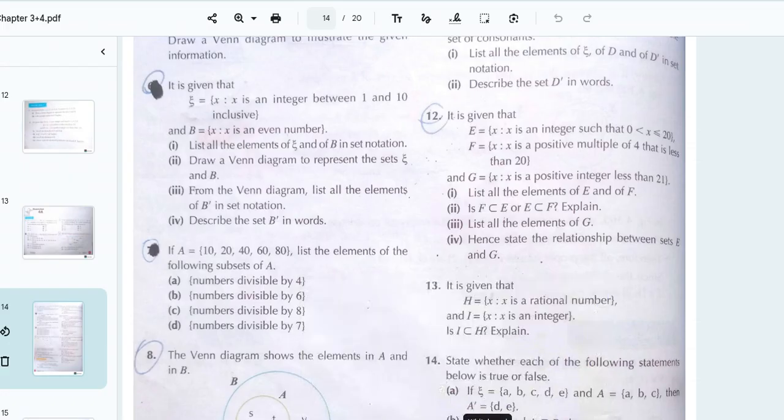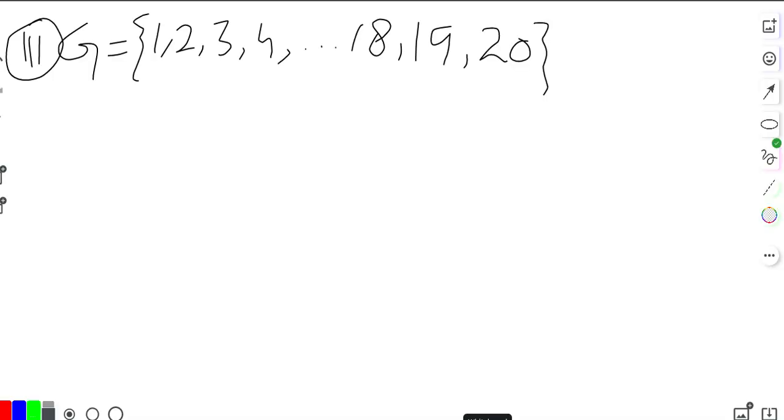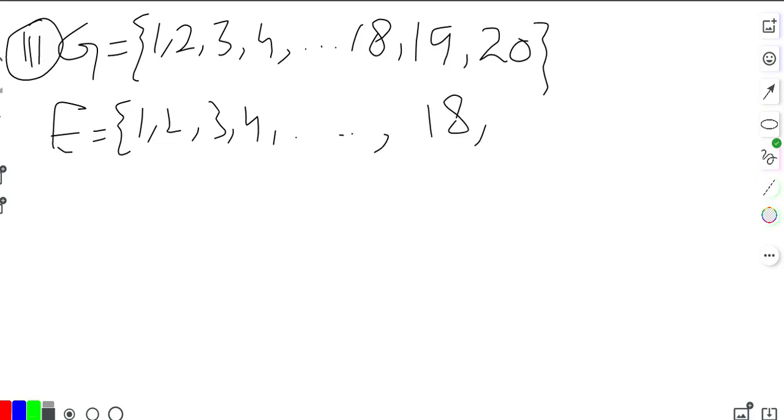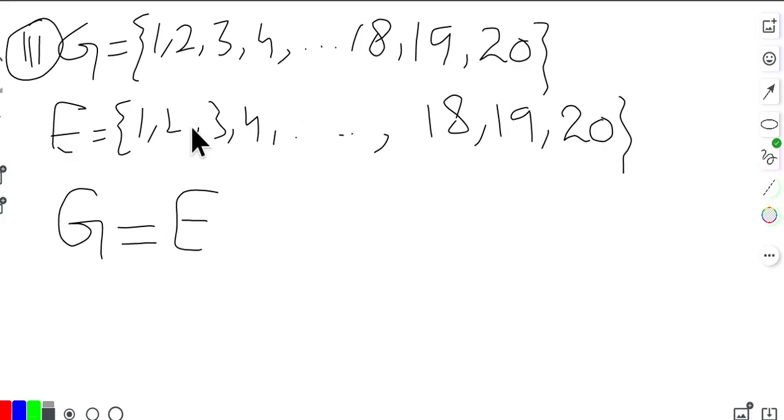Now what is the fourth part? State the relationship between sets E and G. As we already discussed, set E always starts from 1, 2, 3, 4, 5, 6, 7, 8, 9, 10, and so on up to 18, 19 and 20. So that means all elements of set E and all elements of set G are equal. Also the number of elements is equal. So that means G is equal to set E. Is it clear? This is part 4.